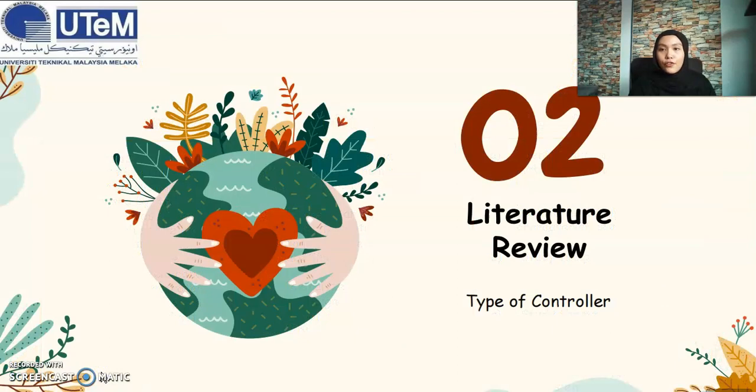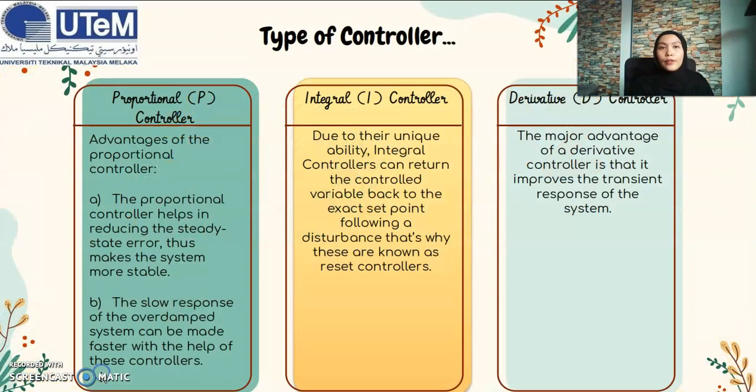In the literature review, I focus on the types of controller. First is the proportional controller. The advantage of the P controller is that it helps in reducing the steady-state error, thus making the system more stable. The slow response of the overdamped system can be made faster with the help of this controller.